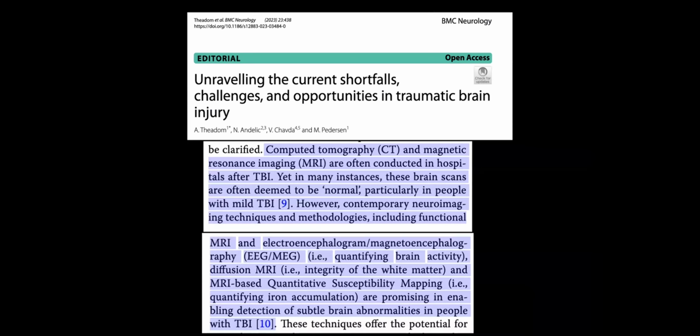However, contemporary neuroimaging techniques and methodologies, including functional MRI, EEG, MEG, diffusion MRI, susceptibility mapping, and of course, they don't mention this here, but also ASL, are promising in enabling detection of subtle abnormalities in people with TBI. So whether you're talking about a neuroradiologist publishing on this a decade ago, or people from other parts of the world publishing on this a couple of years ago, we're all getting to the same conclusion, which is that we can get a lot of insights from advanced imaging on TBI that we can't get with conventional sequences.